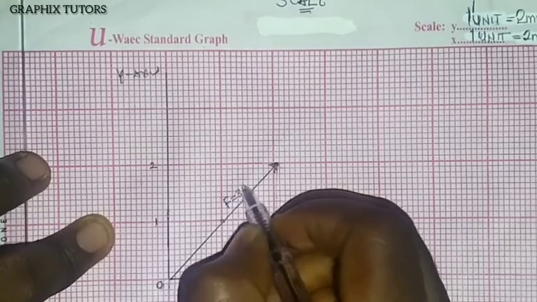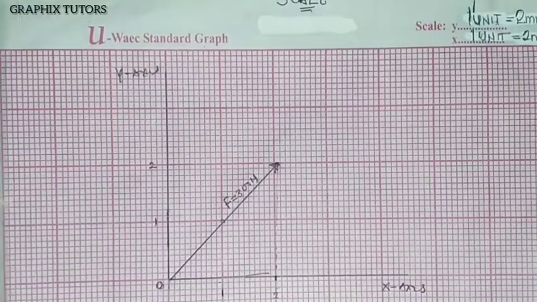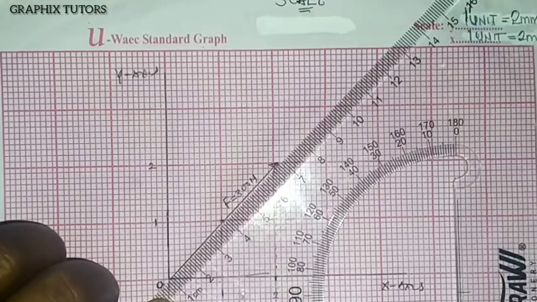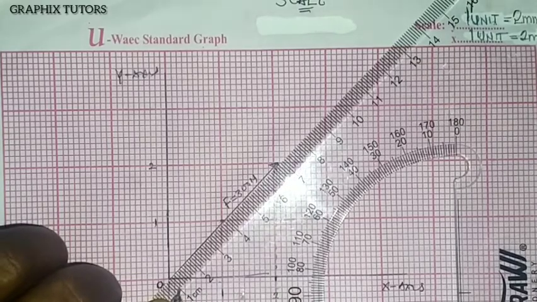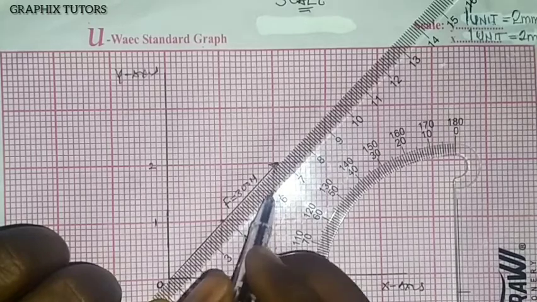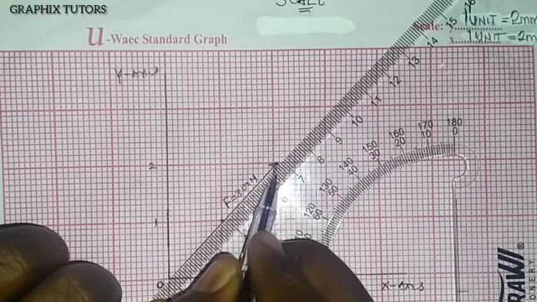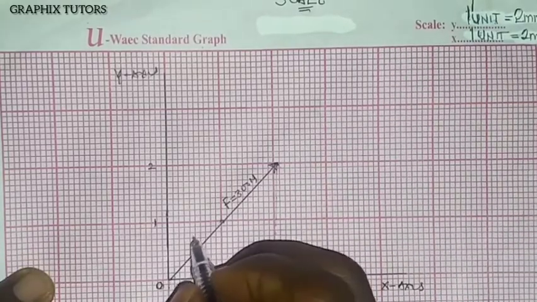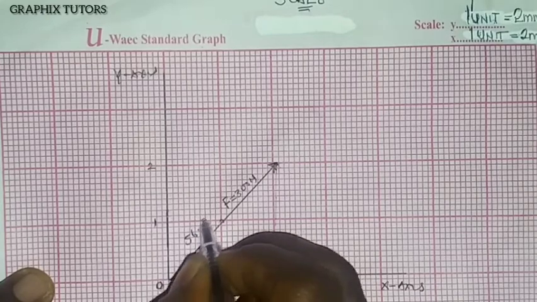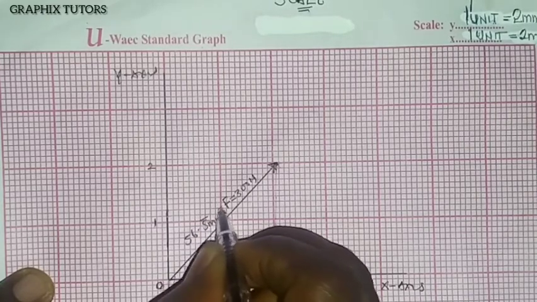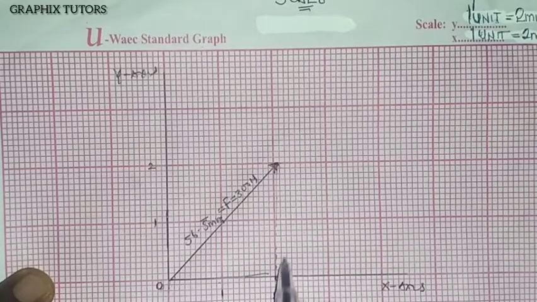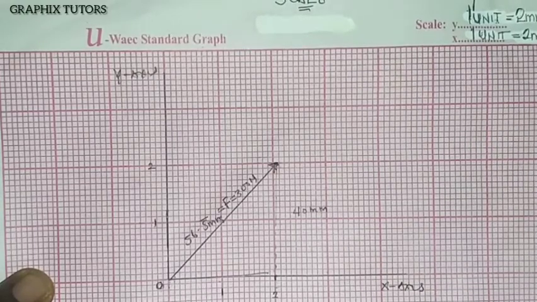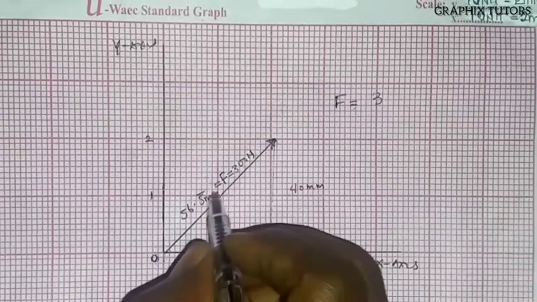This is the force of 300 Newton. F is equal to what? 300 Newton. So what is the distance I'm going to measure? I'll measure from here to here. So this is 0, 10, 20, 30, 40, 50, and I'm having 55. So let me say 56.5. So I'm assuming that 56.5 millimeter is equal to 300 Newton. And distance from here to here is 40 millimeter, and from here to here is also 40 millimeter.